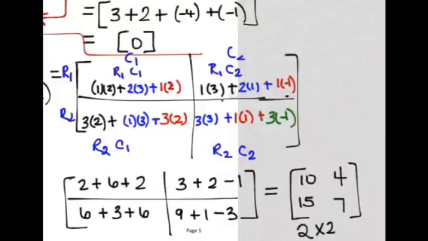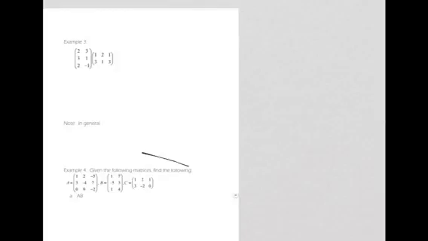Now moving on to more examples. Example 3 here. The first thing you always need to check is the size of the two matrices that you are looking at. So what is the size of this first matrix? How many rows does it have?